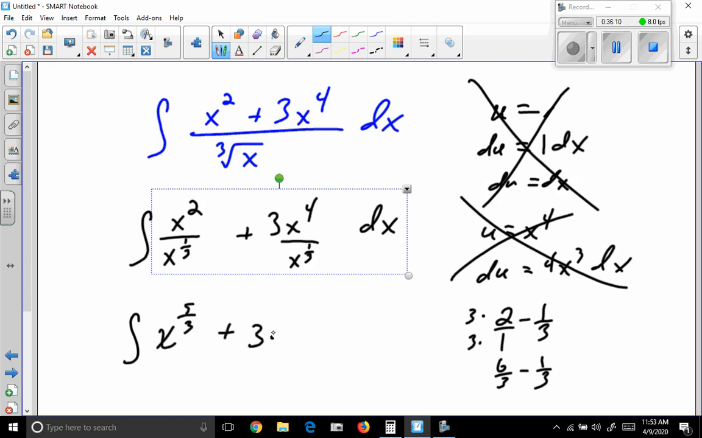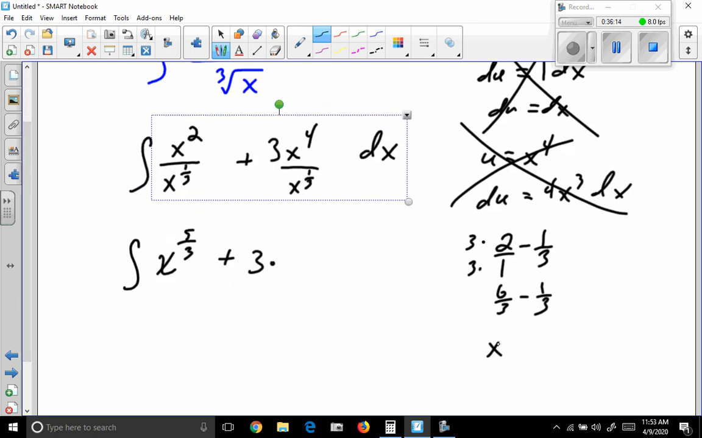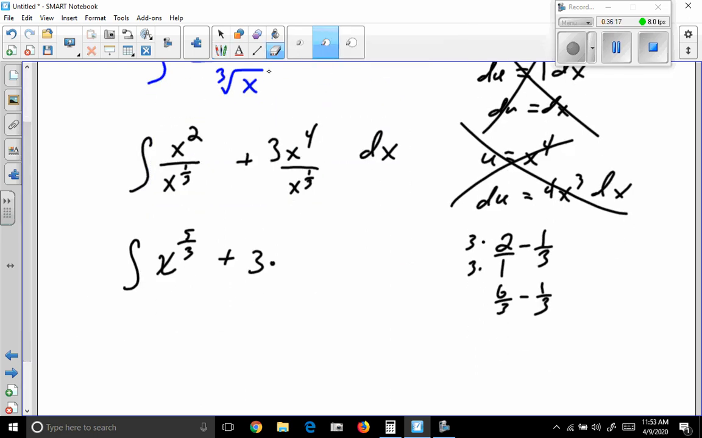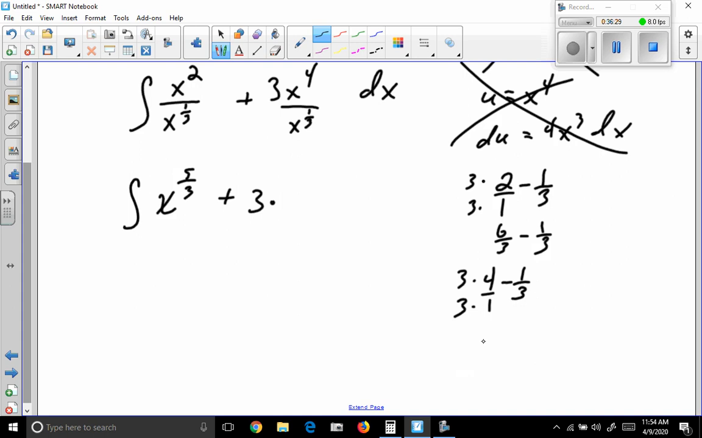Then we have plus 3 times, subtract those exponents. The bases are the same, so when we divide that, do 4 minus 1/3, and that'll tell us how many x's we have left. So common denominator again is 3. So we have 12/3 minus 1/3, so that would be x to the 11/3.